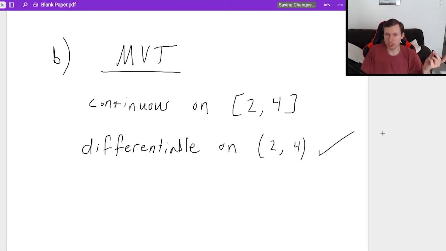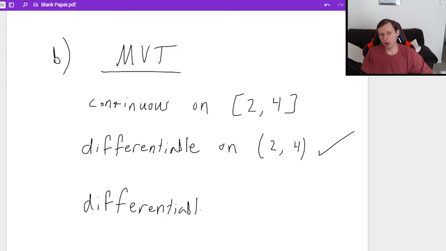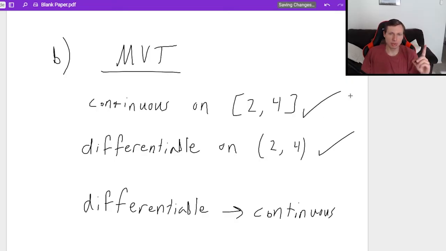But is it continuous? The answer is yes. Why? Because if it's differentiable, then that means it's automatically continuous. Automatically. You don't even need to check it. So we passed both of our checks.